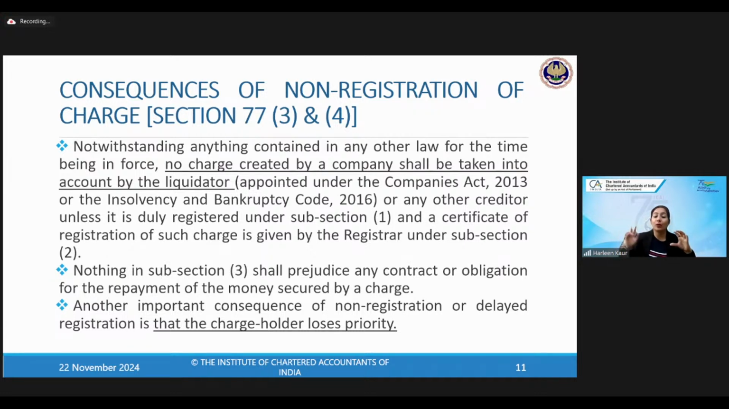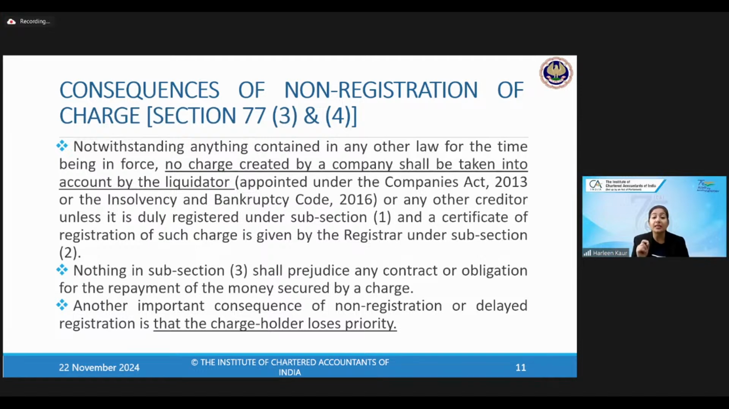And HDFC Bank went running to them. Look, my charge was secured. Please pay me money now, liquidator. Liquidator will say, hello, your charge is not registered with ROC. So go and stand at the back with the unsecured creditors. First, we will pay the secured creditors. Then the amount will be paid to the unsecured creditors.